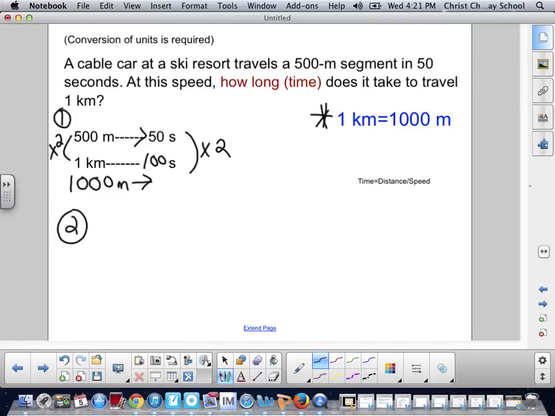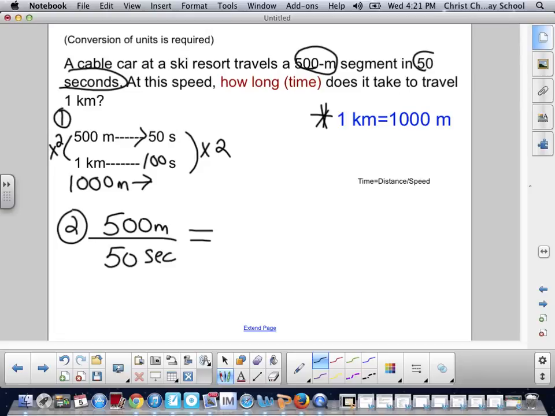You also could have set it up with, again, from the information from our word problem, 500 meters over 50 seconds. We got that right here. Equals, and I'm going to go ahead and make that conversion now. So I'm keeping with my meters as my numerator. So here's my 1,000 meters. I just converted my 1 kilometer to 1,000 meters. And we're trying to figure out the time. So that's where my x goes.